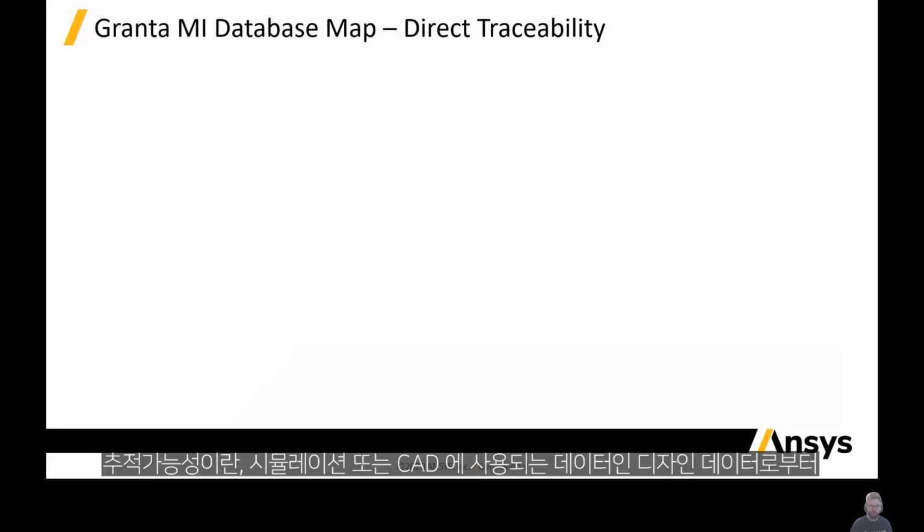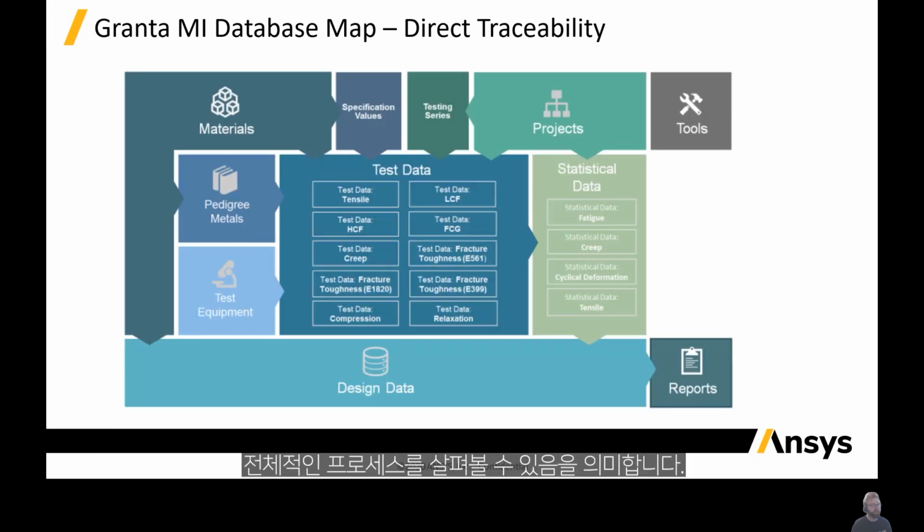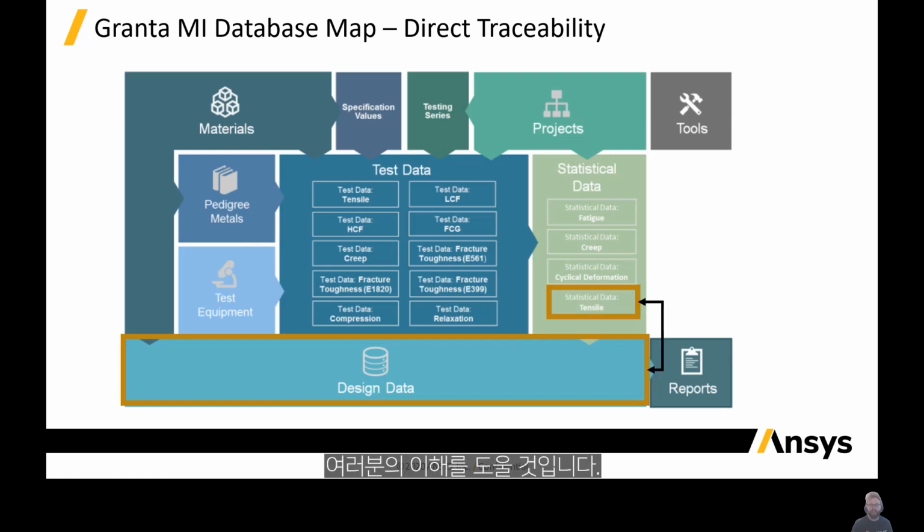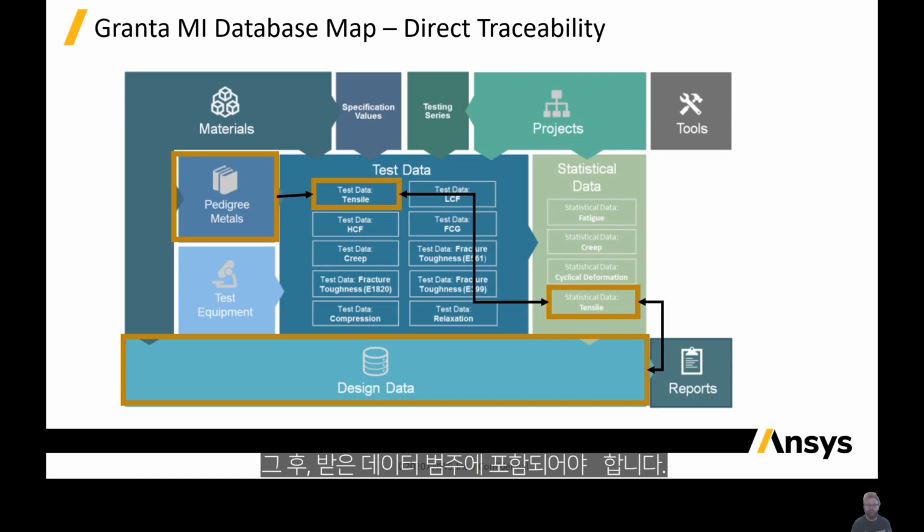So when we say traceability, what we mean is the idea of being able to go throughout a process from design data. This is data that would be used in your simulation or CAD tools, all the way back through a statistical rollup that consists of many tests of many different types of material, to be able to build up your understanding and track that statistical rollup down to the individual component tests that were used to develop the statistical level. And then from there, being able to go to pedigree or even as-received data from a manufacturing lot.